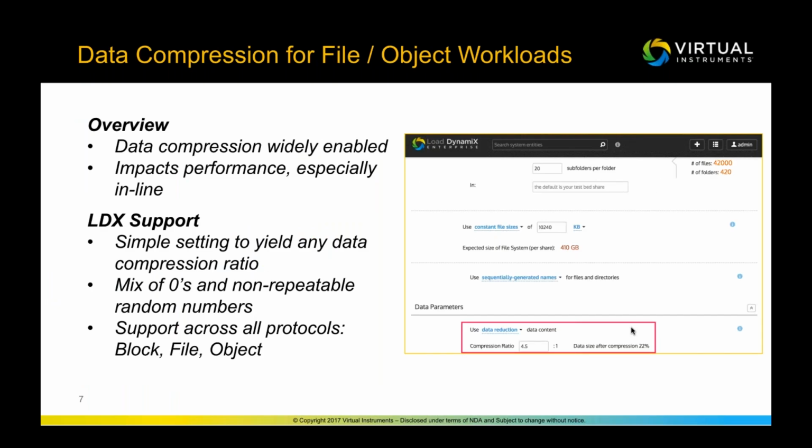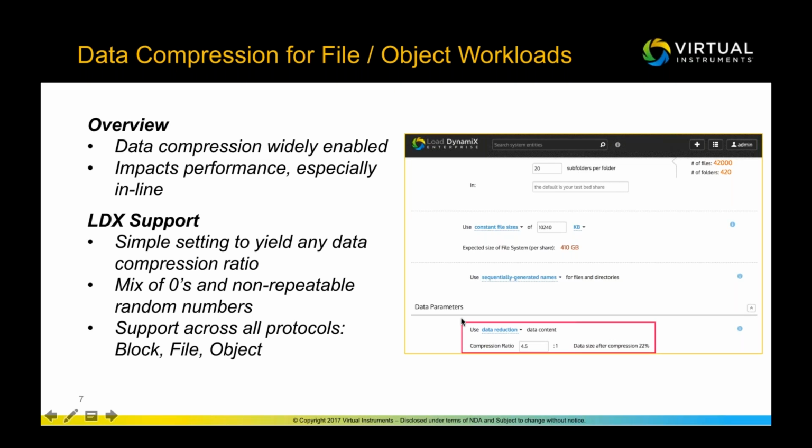All right, next feature, the data compression for file and object workloads. The concept of this feature is pretty simple, and we wanted it to be simple. What you have here in the screenshot is a NAS workload, right? You can kind of tell by some of the file system configurations up top here, being able to specify the number of folders, number of files, and so on.